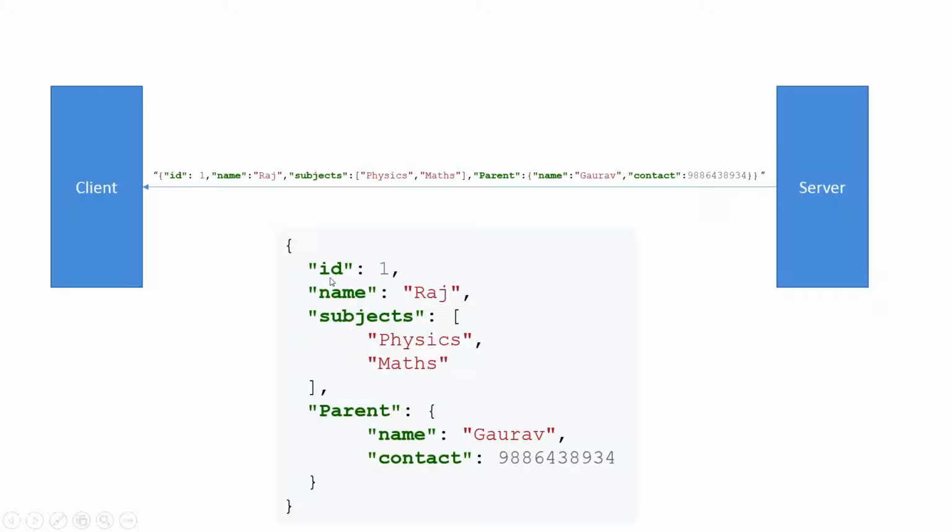Every JSON element has a name and value pair. Name suggests the significance of the value. JSON responses can be nested. Here you can see a nested JSON response. It can also have arrays.